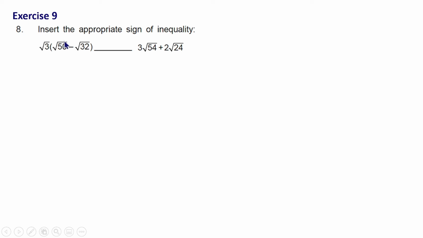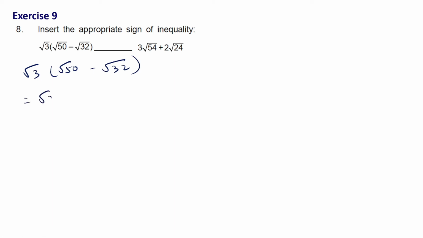Next question, insert the appropriate sign of inequality. So we have root 3 into root 50 minus root 32 on one side and 3 into root 54 plus 2 root 24 on the other side. So let us simplify and see which one is greater and which one is smaller. So first let us take root 3 into root 50 minus root 32.